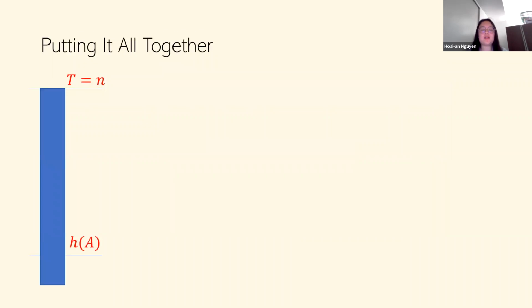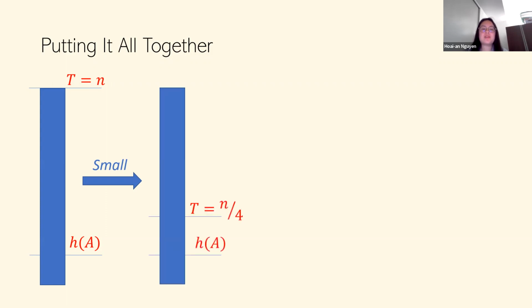And now we put it all together. The first thing we're going to do is run the weak estimator on A, with an input threshold of t equal to n. We can see that in this example, the weak estimator is going to output small, because H of A is less than the input threshold. Now we're going to run the weak estimator multiple more times, except every single time we're going to systematically divide the threshold by 4. So we run it a second time, now with t equal to n over 4.